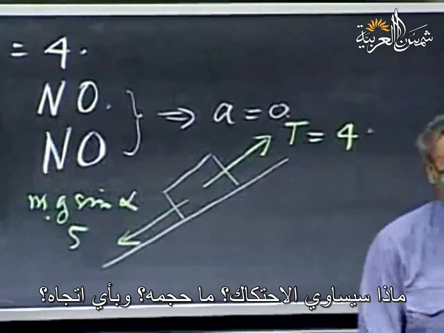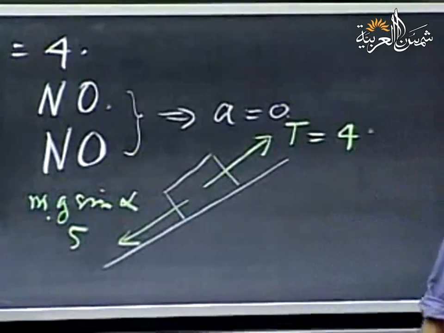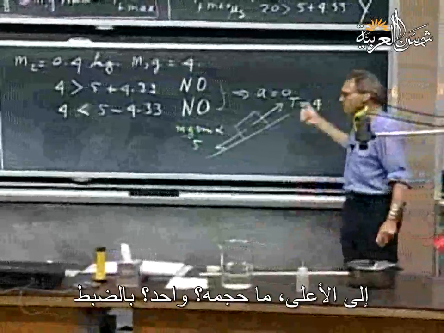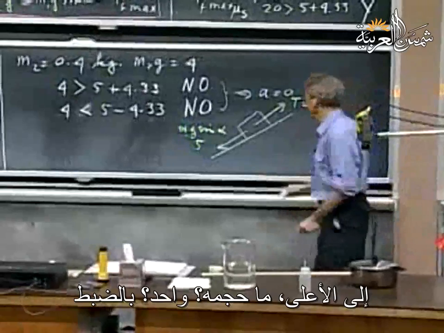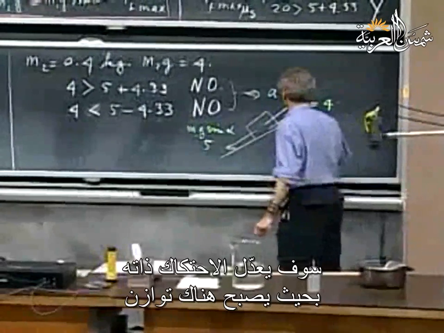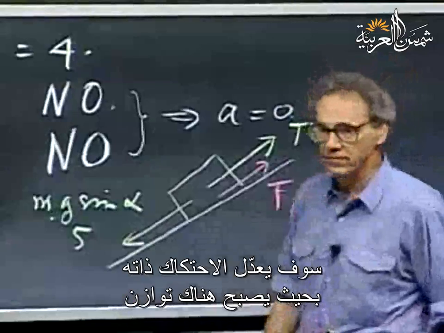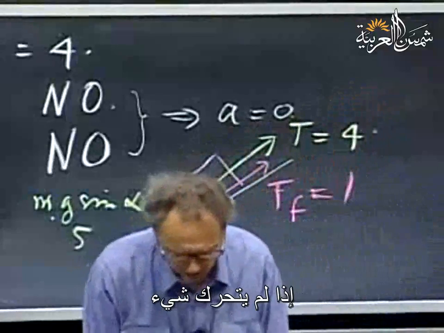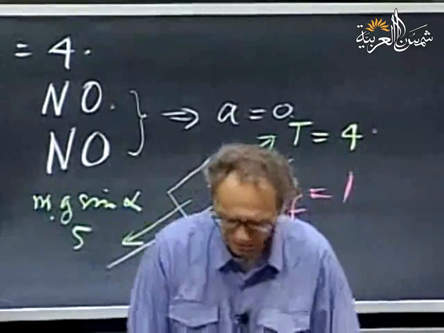What will the friction be? How large and in what direction? Uphill, how large? 1, exactly. The friction will adjust itself so that there is equilibrium, that nothing is going.